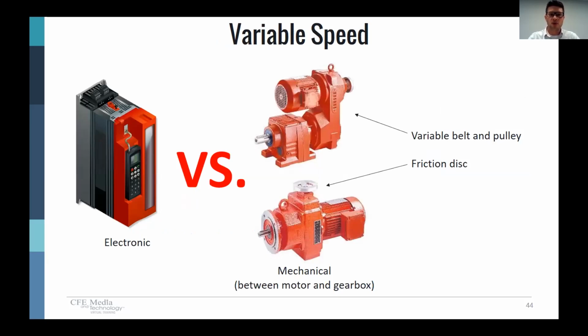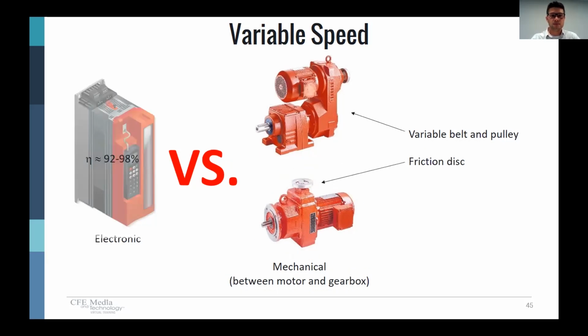One thing I want to compare real quick is an inverter to a mechanical variable speed control. Although this technology is a bit older, there's still a lot out there, and still a lot of people asking for these and using them. This is the type of control they use to vary speed without a VFD. There are a couple different types: a friction disc type, and a belt and pulley system. These are common older mechanical ways to change the speed of a system without a VFD.